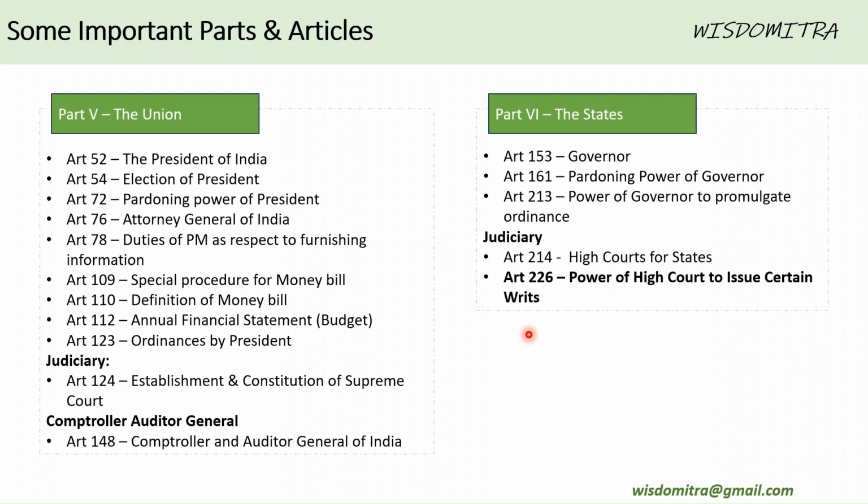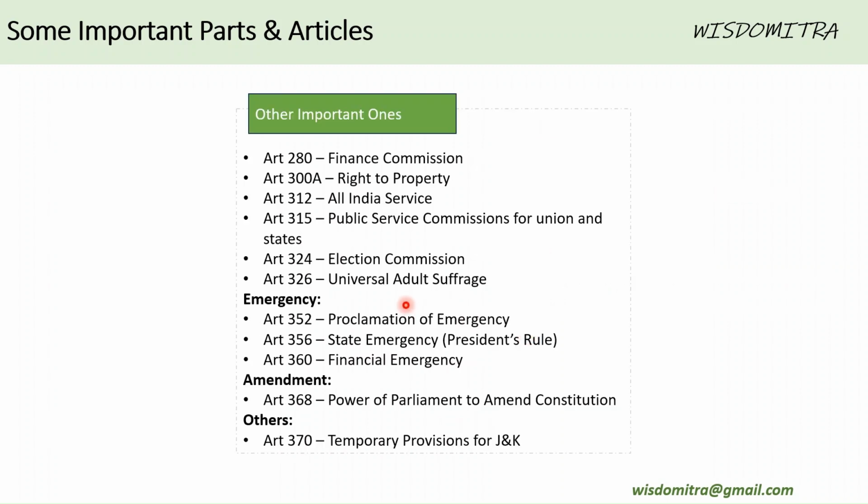Let me go a bit further. Other important articles that you can remember. Article 280 is about Finance Commission. 300A, right to property. As I pointed out, right to property was earlier a fundamental right, but it has been moved out and it has been added as a new article. 312 is about All India Services, Public Service Commission, Union, States, etc.